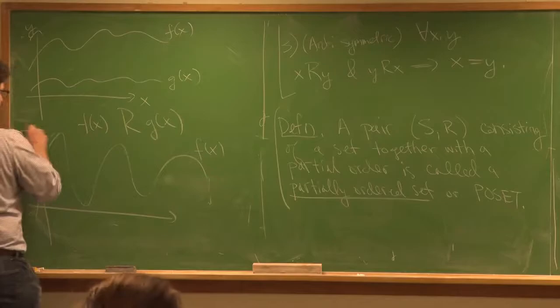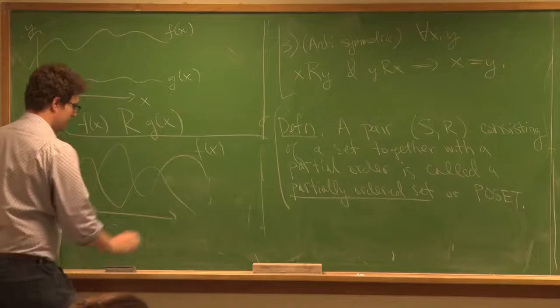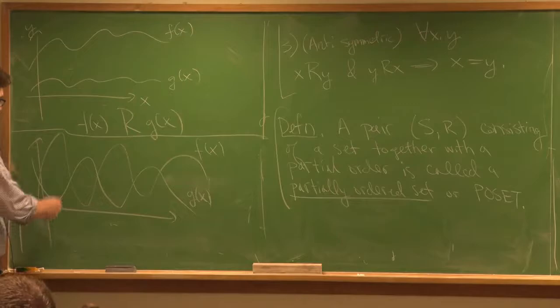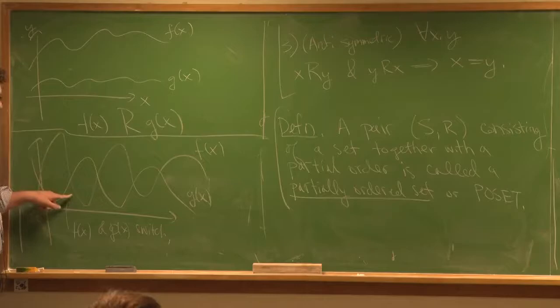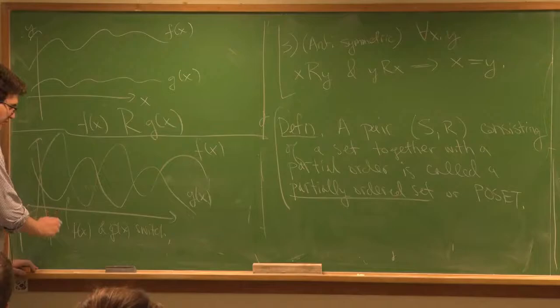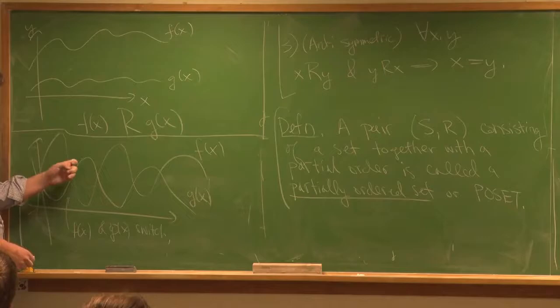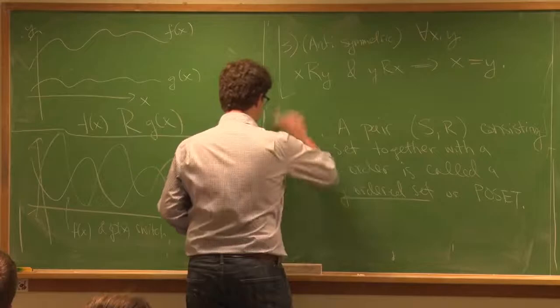And then they could cross. They could be g of x. Okay, so this one here, they're always switching, right? So it's not the case that f of x is bigger than g of x for all x. There exist some points where g is higher than f. All right. So not all the elements are relatable, right?